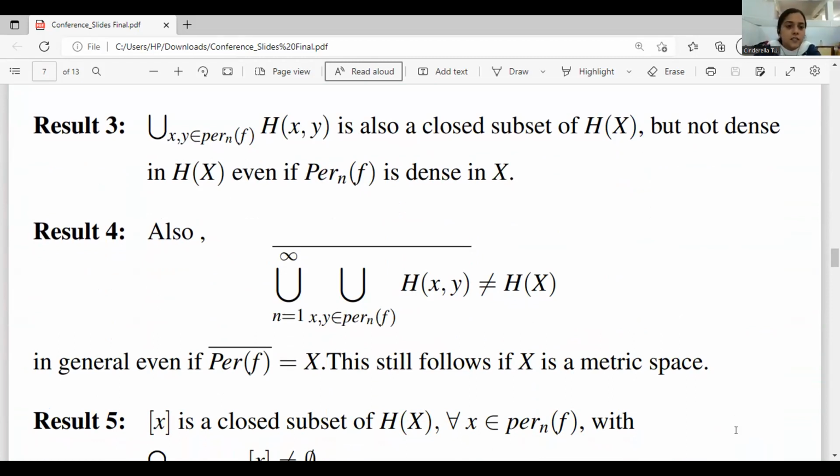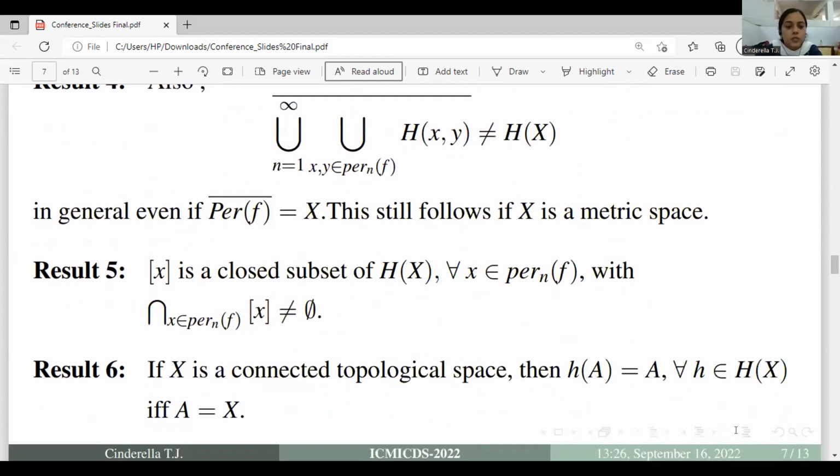And result 4, which is an extension of result 3: instead of keeping n fixed, we allow n to vary between 1 and infinity. So instead of per n of f, we have per f, that is the set of all periodic points. What if the set of all periodic points is dense in X? Then the corresponding set is the double union set, and we again found that it is not dense in H of X. Now moving to result 5, which is about the set bracket X, and it is found that bracket X is a closed subset of H of X such that the intersection is non-empty. Now moving to result 6, which says that if X is a connected topological space, then X is the only set that is fixed by all the homeomorphisms.